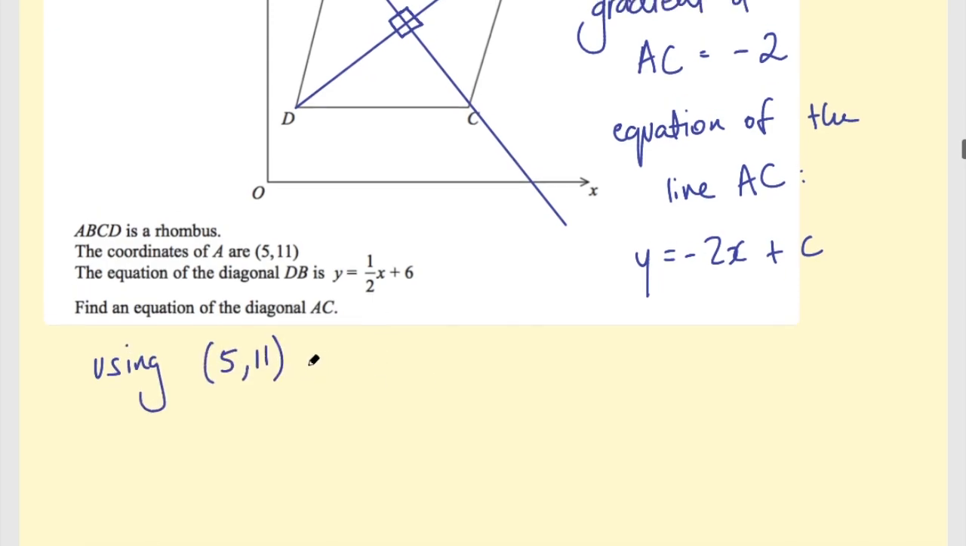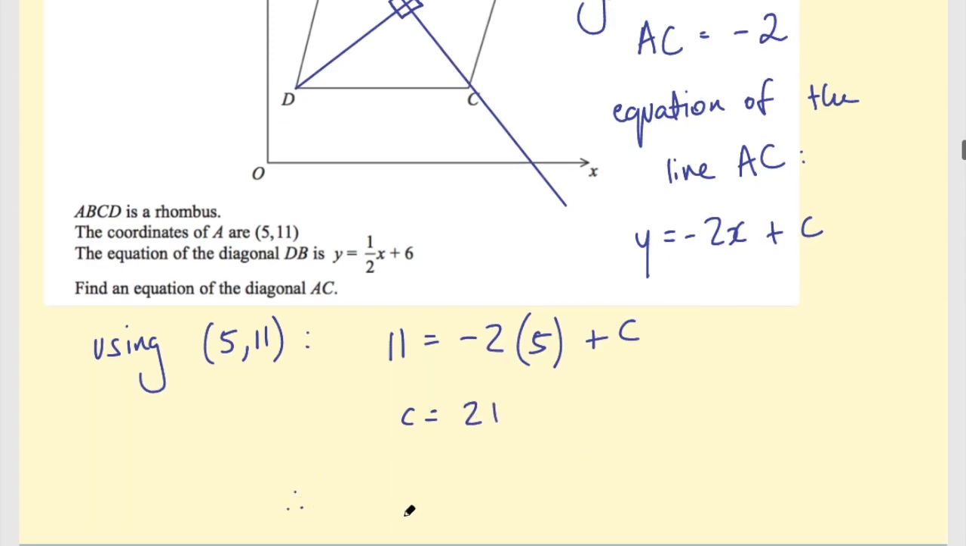5, 11. What we do is we put the y coordinate in where y is in this equation and the x coordinate in where x is, and we can say 11 equals -2 multiplied by 5 plus c, and that allows us to find c. So c is going to be 11 plus 10. If this is a -10, I need to add it to the other side. So c is going to be 21. So therefore the equation of line AC is y equals -2x plus 21.